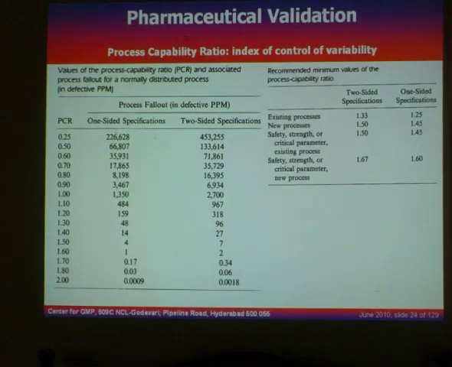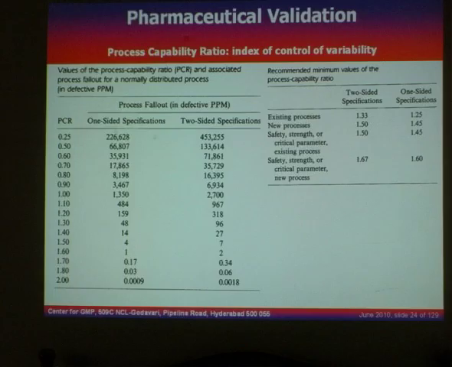Now the recommendation from the regulatory agencies is that henceforth they will judge you not just on your validation documentation but also on the estimates of your process capability ratio. For an existing process that is non-sterile and known to you, that you have worked with for years, in the two-sided specifications case, the process capability ratio should be at least 1.33. If it is a one-sided specification, 1.25.